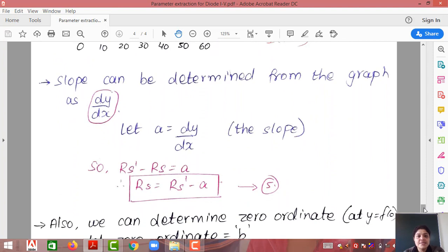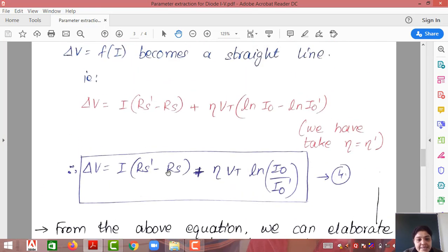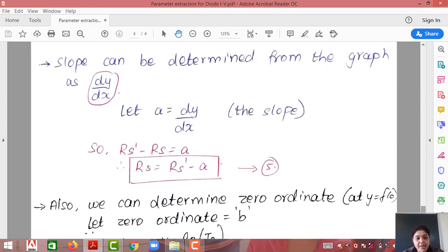So the slope from the equation is determined as dy by dx. Let us say that the slope we derived is a, equal to dy by dx. From equation number 4, we can say that the slope a is equal to Rs dash minus Rs. So from this equation, Rs can be obtained as Rs dash minus a. A is the slope which we have got by plotting the graph, and Rs dash is a constant which we have already assumed. So you can find the series resistance as Rs dash minus a. This is one part of the equation.